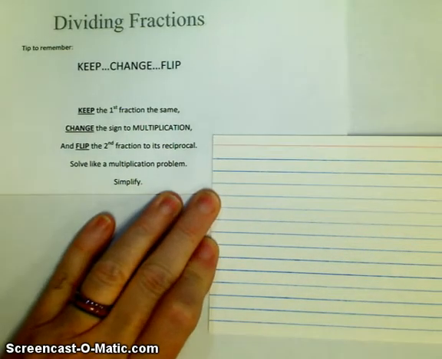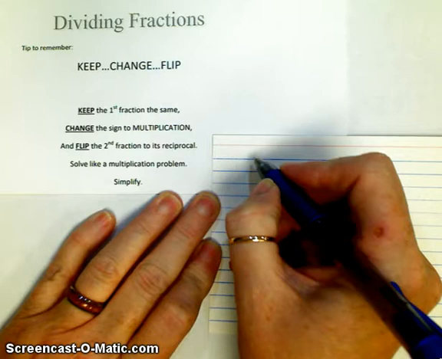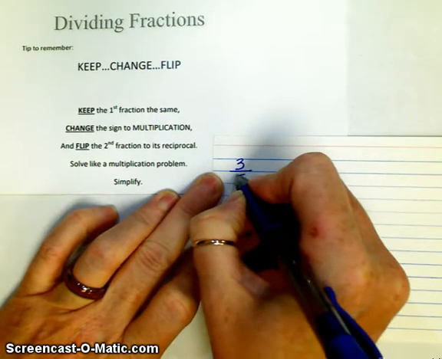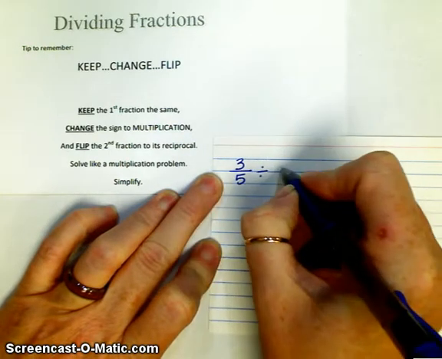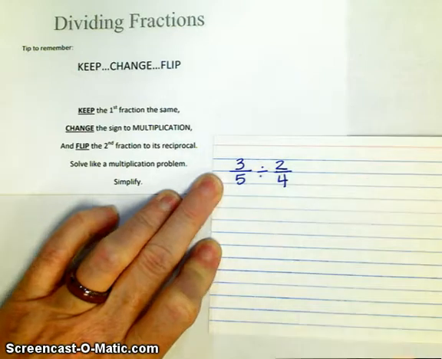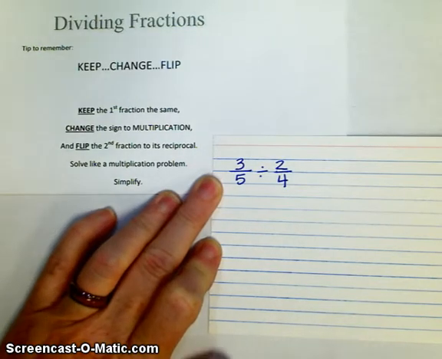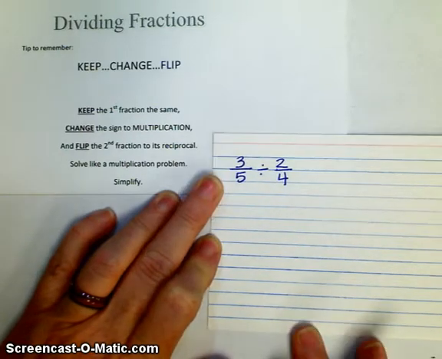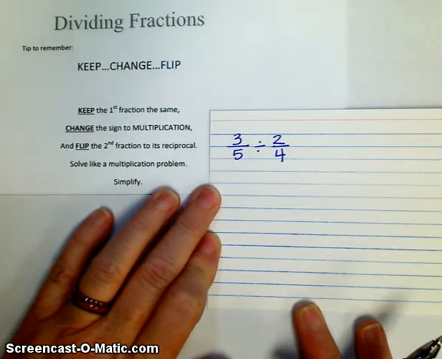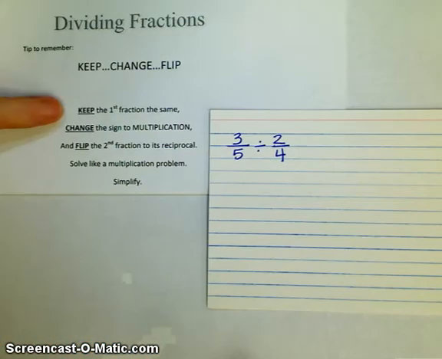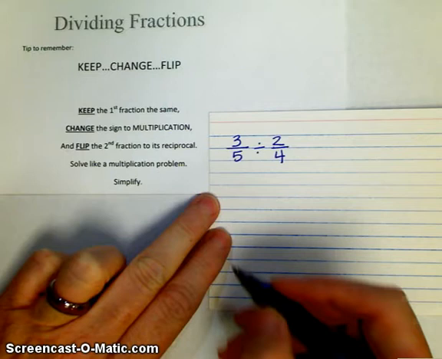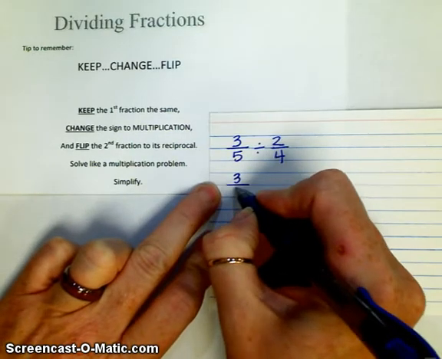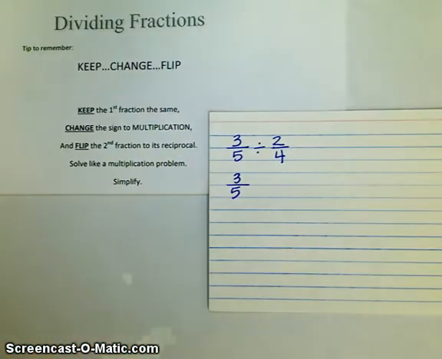So let's just say that we have the problem 3/5 divided by 2/4. The trick that we're going to use only with division is keep, change, flip. Those are the key words that you're going to hear the kids say over and over and over again. The first thing you're going to do is keep the first fraction just the same. That is our initial fraction. That's what we're starting off with. We don't manipulate it in any way.